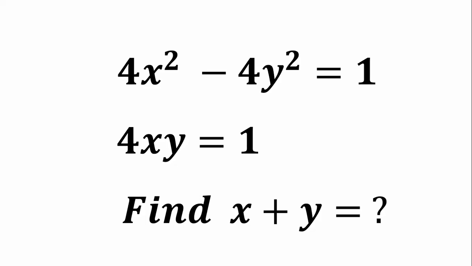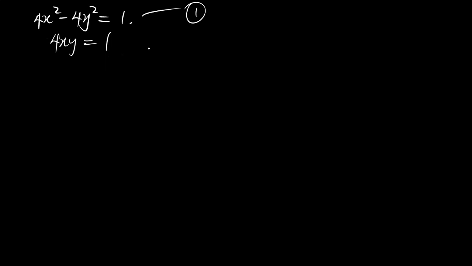This video is all about finding the value of x plus y when 4x squared minus 4y squared is equal to 1 and 4xy is equal to 1. So now let's begin. We are given 4x squared minus 4y squared is equal to 1. Let's call this equation 1, and 4xy equal to 1, equation 2. We are asked to find x plus y.